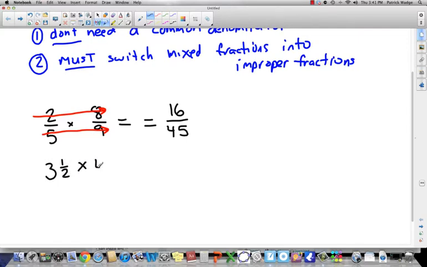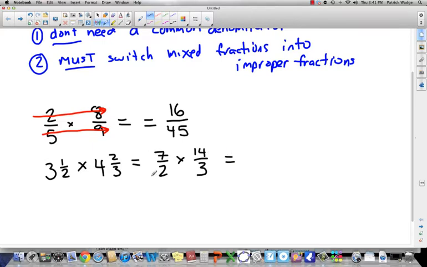Next question, 3 1/5 times 4 2/3. Okay, please do not go 3 times 4 is 12 and then multiply the fractions. It doesn't work. You must, remember point 2 up here, switch mixed fractions into improper fractions. So we have to change the 3 1/5 into an improper fraction. 3 times 5 is 15, plus 1 is 16 over 5, times 4 2/3. We got to switch this one too, right? 4 times 3 is 12, plus 2 is 14 over 3. Okay, now we're ready to go.